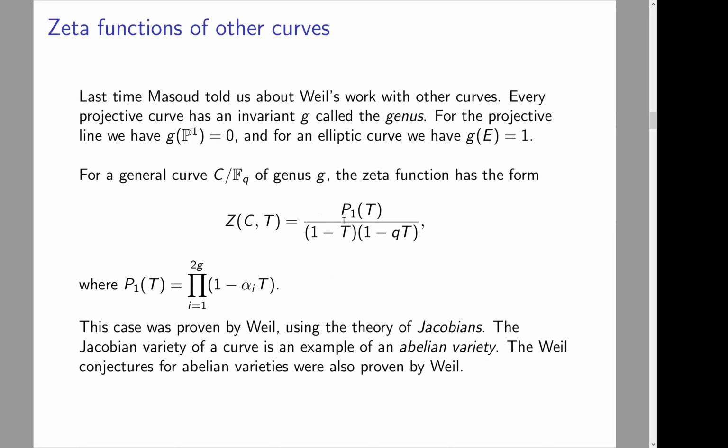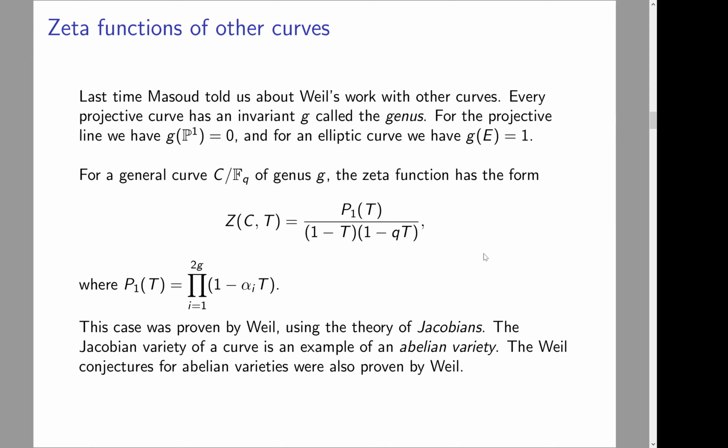But I still only have one numerator factor, because curves are one-dimensional, so these are the only three factors of my zeta function. We mentioned that the previous case of the Weil conjectures was due to Hasse for elliptic curves. The case of general curves is due to Weil, and his proof used the theory of Jacobians.